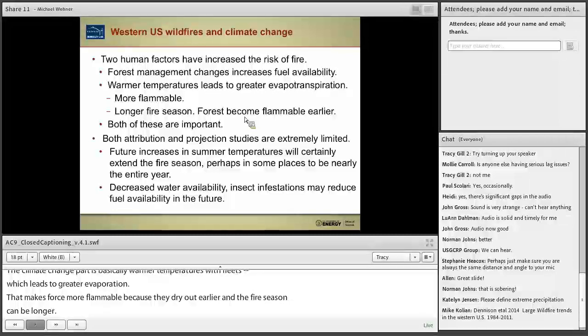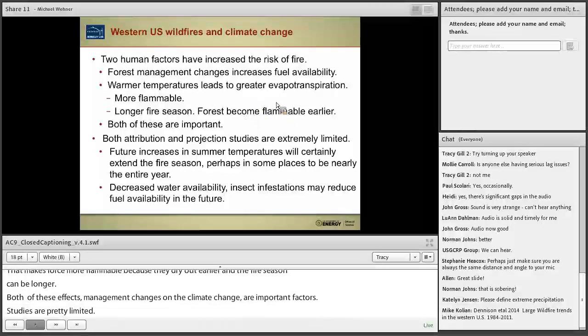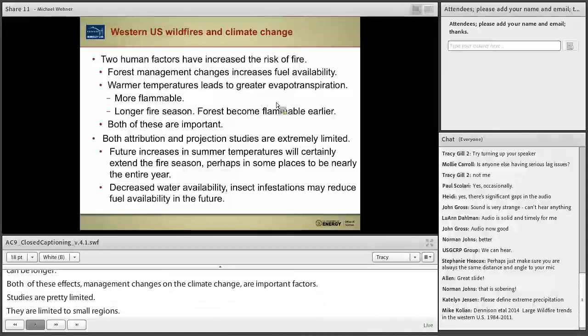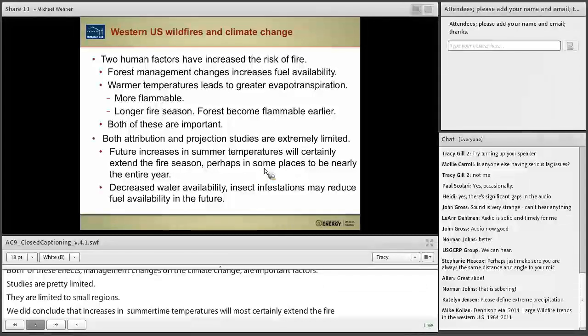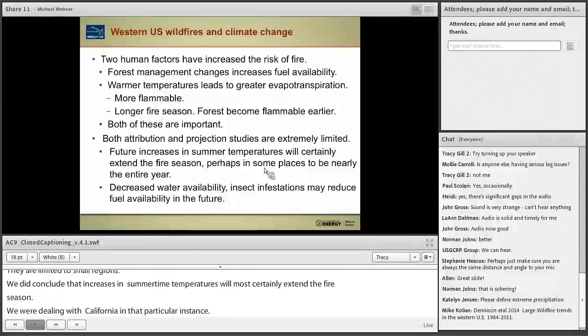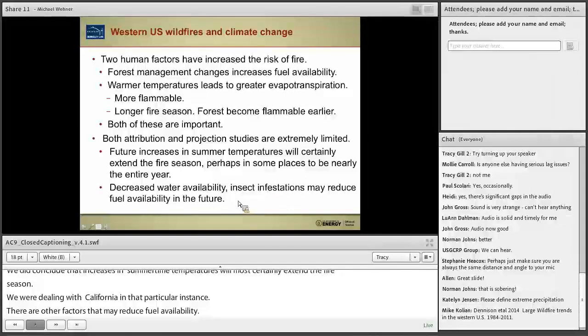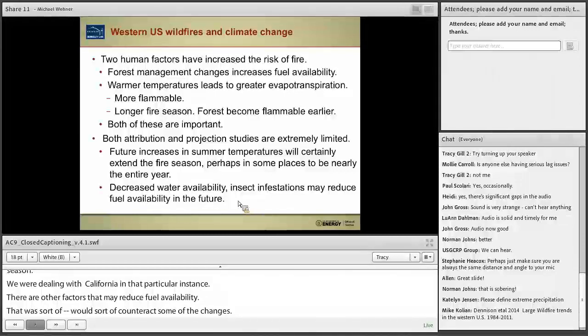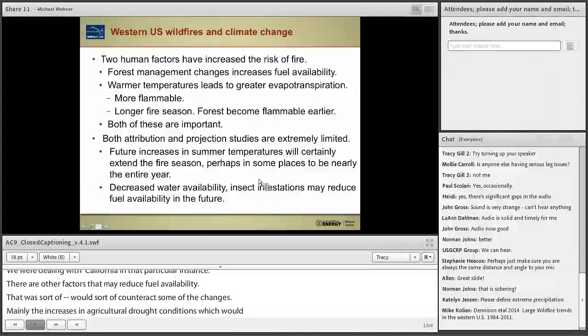Both attribution and projection studies are pretty limited. They're limited to very small regions. But we did conclude that increases in summertime temperatures will most certainly extend the fire season, perhaps in some places to be nearly the entire year. We were thinking California in that particular instance. But there are other factors that may reduce fuel availability, so that would sort of counteract some of the forest management changes. Mainly, the increases in agricultural drought conditions, which would cause trees not to grow quite as much if they're restricted by water, in some places they are, as well as increases in insect infestations, which could kill trees earlier than they might otherwise live to.